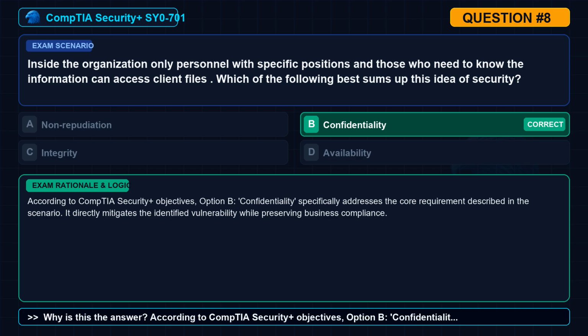Why is this the answer? According to CompTIA Security Plus objectives, option B, confidentiality, specifically addresses the core requirement described in the scenario. It directly mitigates the identified vulnerability while preserving business compliance. Notice how the question highlights personnel with specific positions and those who need to know the information can access client files. In the CompTIA exam, always look for these operational clues.